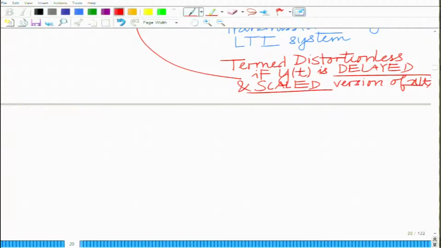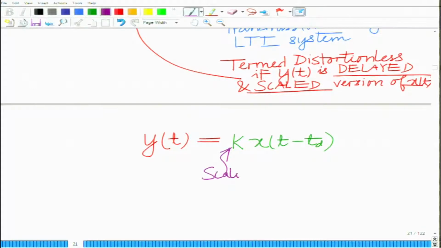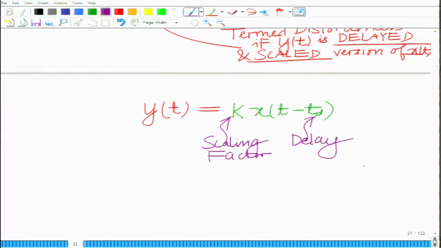So, what we want is that y(t) should not distort x(t), but y(t) can differ from x(t) only to the extent that it is a scaling factor k times x(t minus t_d). So, we have the scaling, this is your k, which is your scaling, and this is the delay.